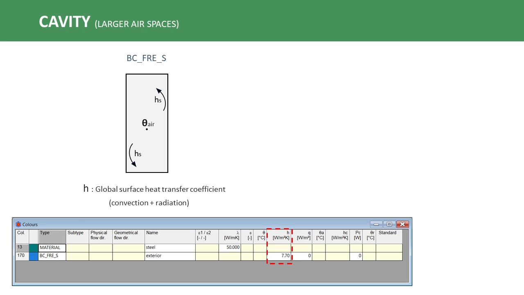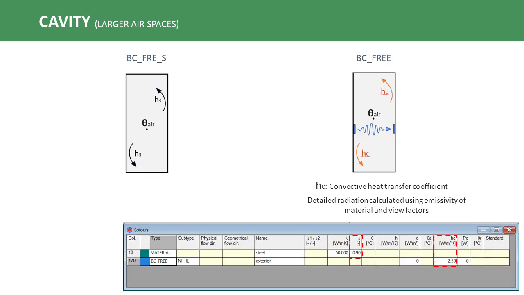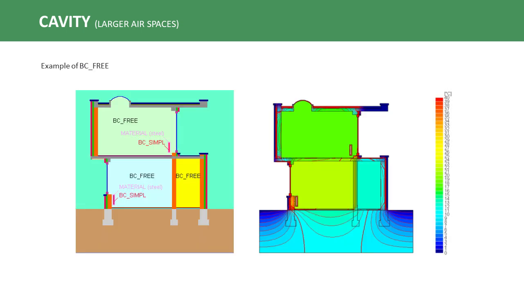The type BC-free S considers simplified infrared radiation. This means that the cavity is modeled with one global temperature node connected to the cavity's surfaces via a global heat transfer coefficient H, including the combined effect of radiation and convection. The type BC-free, on the other hand, considers a convective node temperature in the cavities, linked with a convective heat transfer coefficient Hc to the surfaces, and detailed infrared radiation via view factors across the cavity. Here we see an example where rooms are modeled as BC-free.